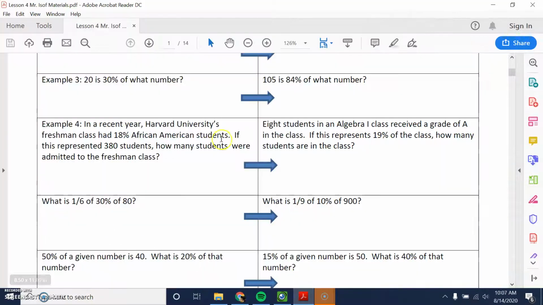I do, you do. This is how we're doing this one. Here you go. 8 students in an Algebra 1 class received a grade of A in the class. If this represents 19% of the class, how many students are in the class? Go ahead and solve this. Pause the video. Do it in your notebook.